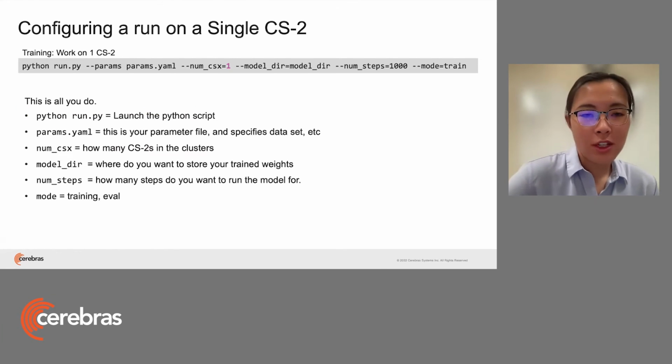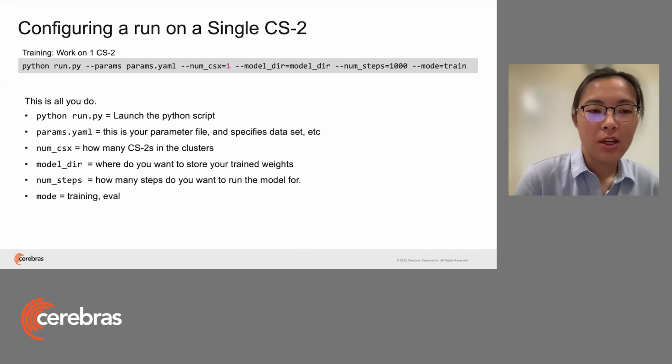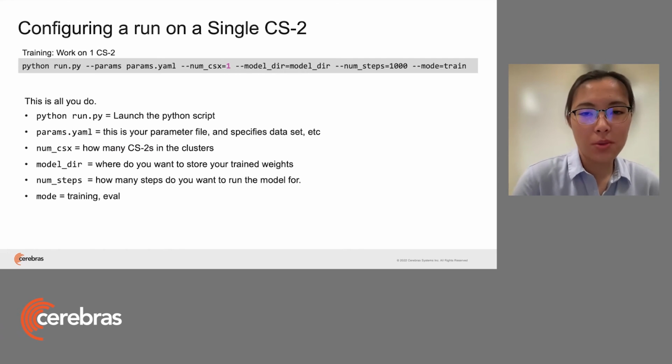To reiterate, as you've seen during the previous demo, the way you configure a run on a single CS2 is just to put this command in your console, for example. There are a few arguments. Python run.py launches the Python script. params.yaml is your parameter file with the model configuration and data configuration. num_csx is how many CS2s in your cluster you want to use. Model directory is where you want to store the outputs. Number of steps is the training steps that you want to run the model for. And mode specifies what kind of task you want to do.